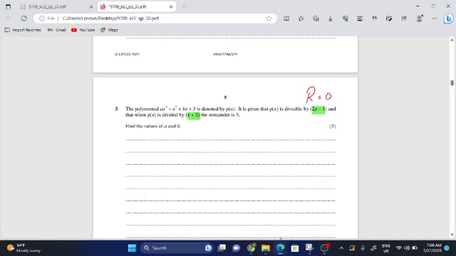Second question, or sorry, my bad, third question. ax cube plus x square plus bx plus 3 is equal to p of x, and this is divisible by 2x minus 1, and p of x when divided by x plus 2 leaves a remainder of 5.